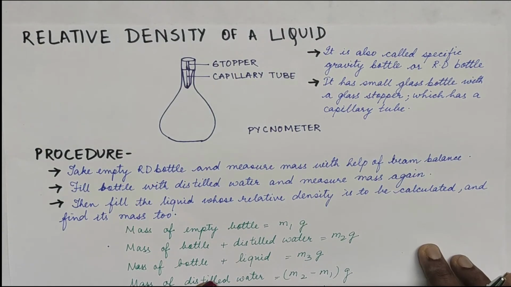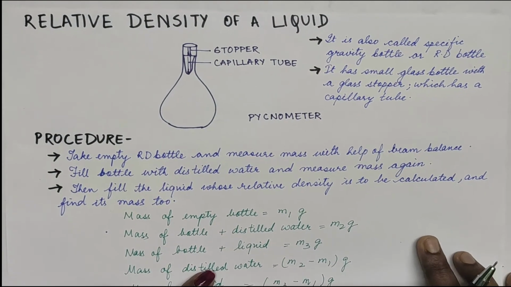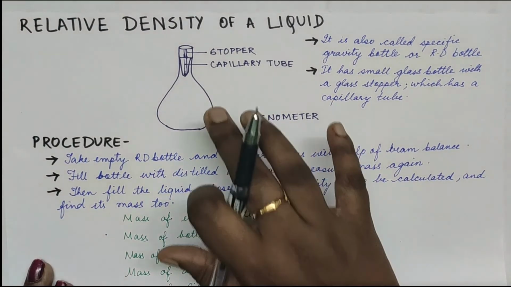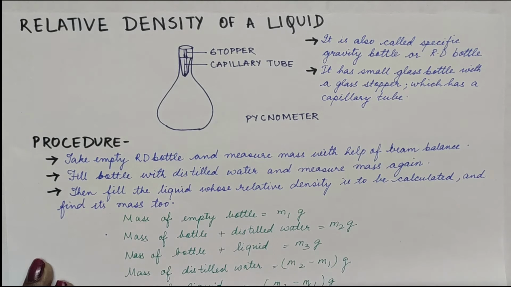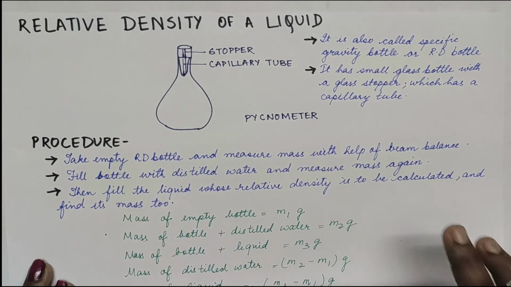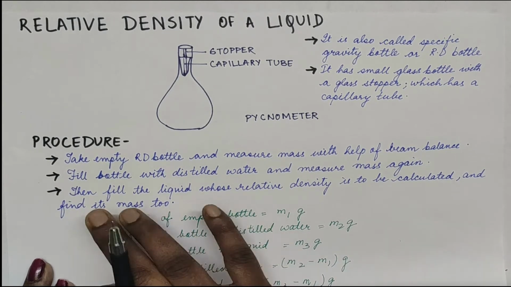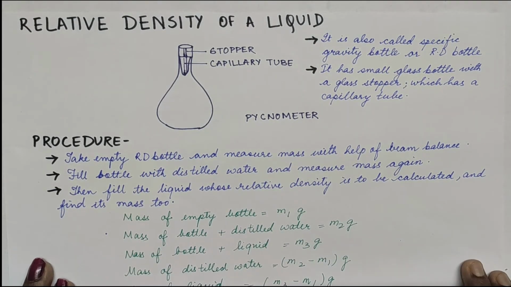So what will be the procedure? The first step is to take the RD bottle, that is the relative density bottle. First see that it is completely dry and clean, and measure it with the help of a beam balance, so you are calculating the mass. Then you have to fill it with distilled water and measure the mass again. I've simplified the steps for clear understanding.